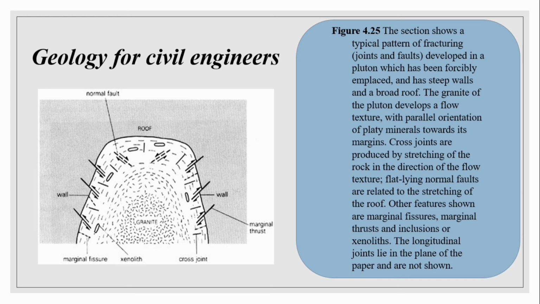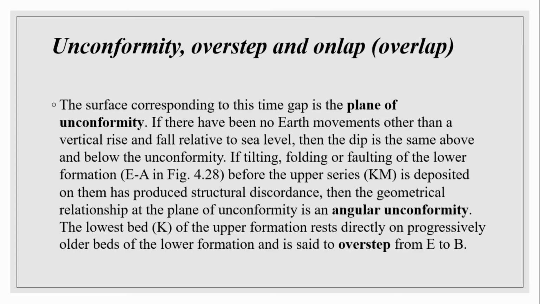Figure 4.25. The granite pluton develops a flow texture with parallel orientation of platy minerals towards its margins. Cross joints are produced by stretching of the rock in the direction of the flow texture. Flat-lying normal faults are related to the stretching of the roof. Other features shown are marginal fissures, marginal thrust, and inclusion of xenoliths.